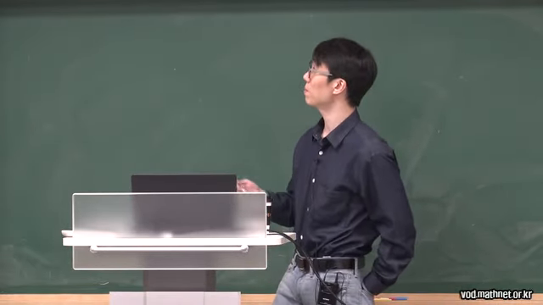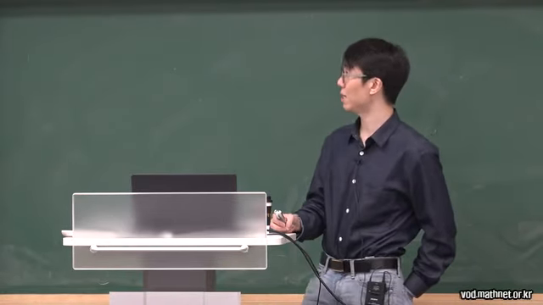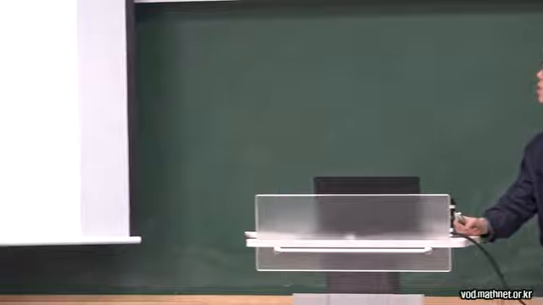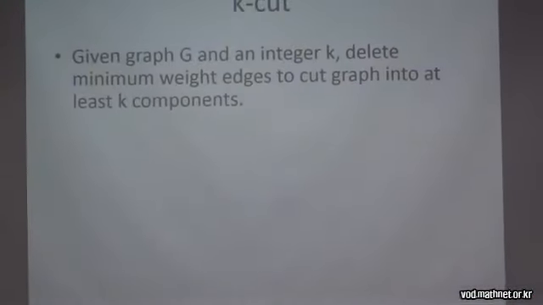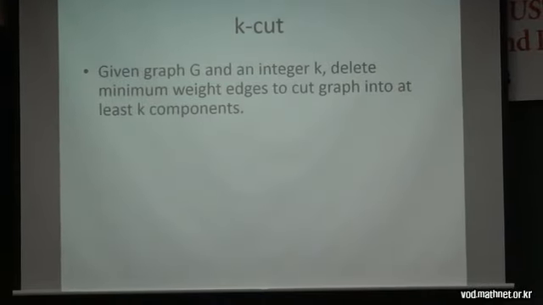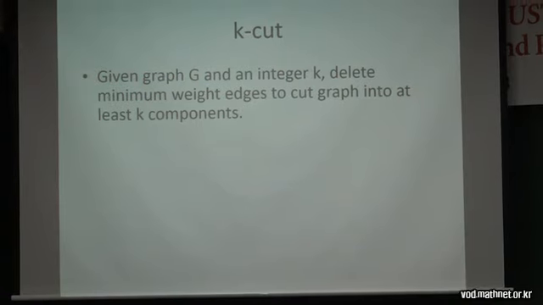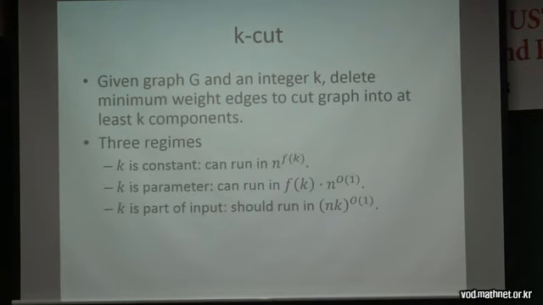Okay. So this is a very simple problem. Given a graph G, possibly weighted, and an integer K, this problem wants to delete edges of minimum total weight to cut or partition the graph into K connected pieces. Okay? So a very simple problem. Often we're going to focus on the unweighted case, but we can talk about the weighted case here. So this is the problem, and then we want to design an efficient algorithm for it.